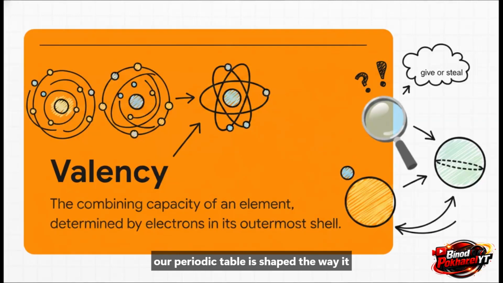Now, these subshell configurations aren't just atomic trivia. They are the absolute secret to determining an element's valency. Valency is essentially the ultimate rulebook for how elements bond and interact with one another. It's the combining capacity of an element, and it's driven entirely by how many electrons are sitting in that very outermost final shell. Do they want to give electrons away to become stable, or do they want to steal them?